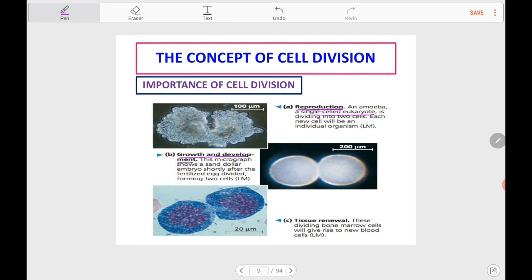Next, for tissue renewal. So this means that when a cell divides, the new daughter cell will be used to replace the old cell, either the old cell is already dead or damaged. So these 3 are the main importance for cell division.